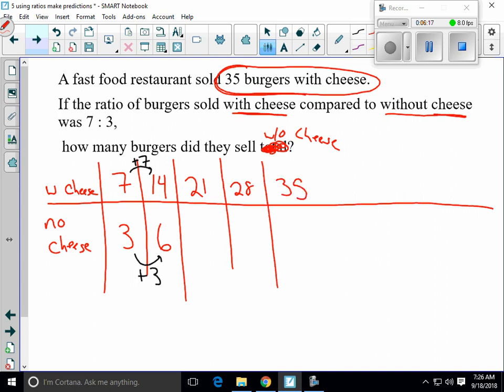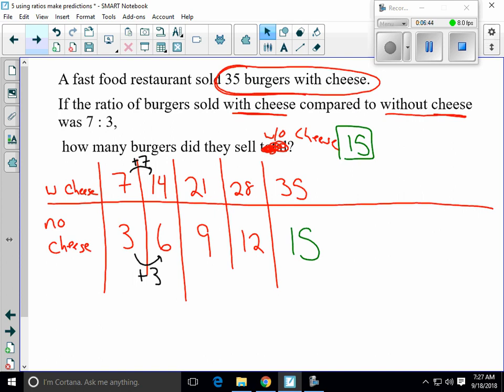There we go. I got up to 35. Okay, so the regular burgers, I'm going to continue going up by 3. 3, 6, 9, 12. Until I get to that part of the table, the answer should be 15 burgers without cheese. Now, if they did ask for the total, we would just add them up. Okay, but I want you to be able to use the table to find your answer.